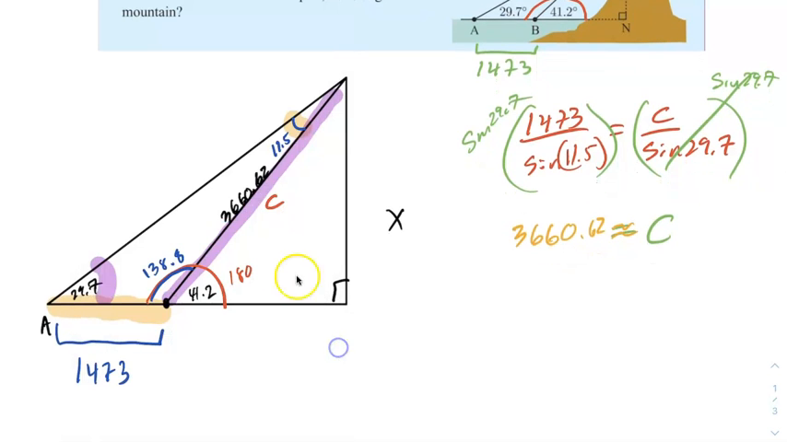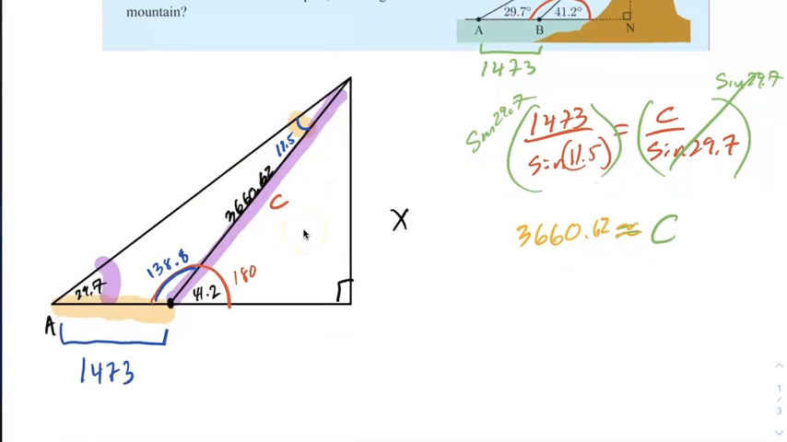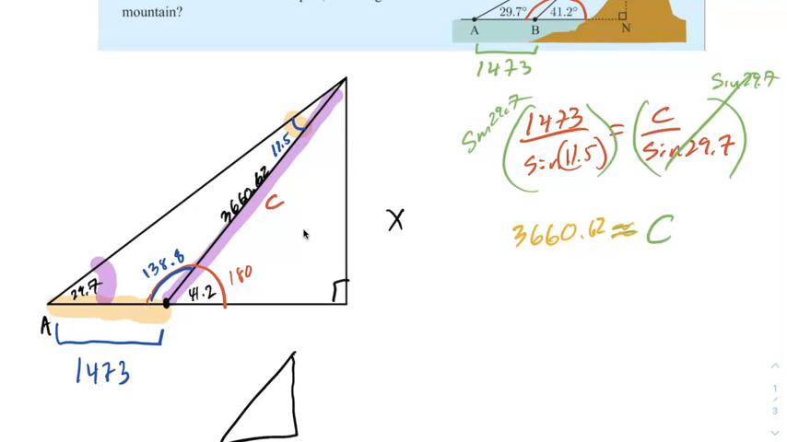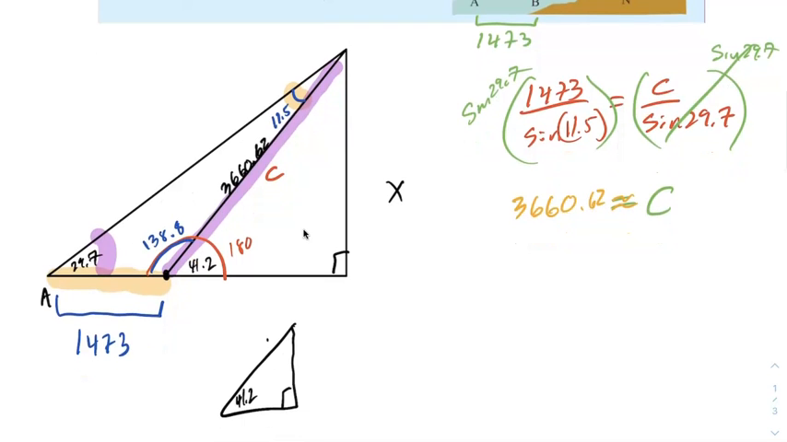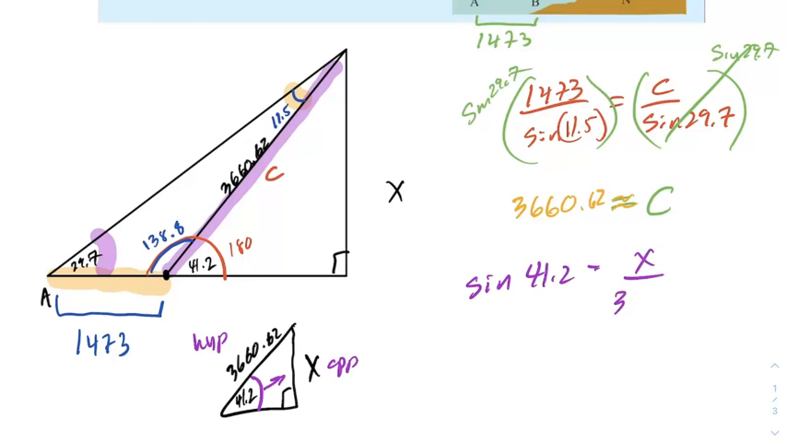Anyway, now I have a right triangle. So if I just look at that right triangle by itself, this is 41.2, this is 3660.62. I'm looking for this. Label my sides: opposite, hypotenuse. So this is my favorite trig function, sine. Sine of 41.2 equals x over 3660.62. And I'm going to multiply both sides by this.